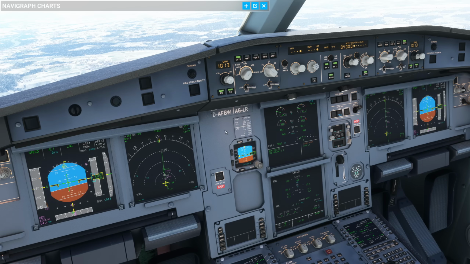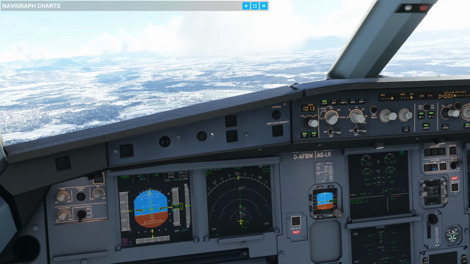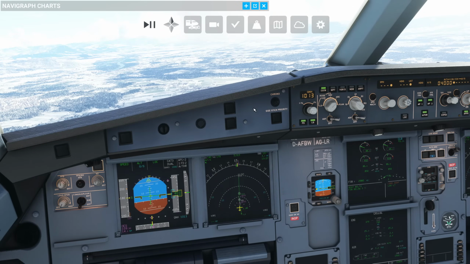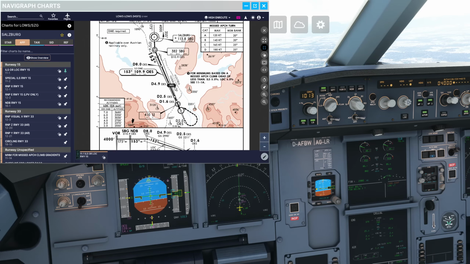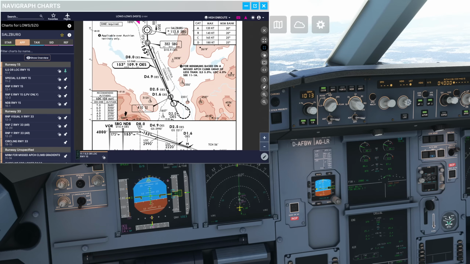So, last reason to talk about flap 3 on approach and the reason we're here in Salzburg. Now this is a rare scenario, but this is a reason that we end up using flap 3 on some approaches, and that is the go around performance. So this is the ILS that we are about to fly into Salzburg on runway 15.